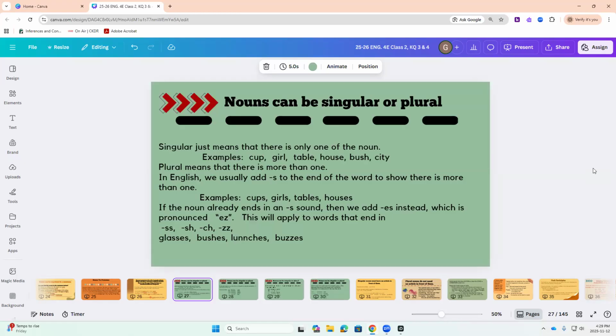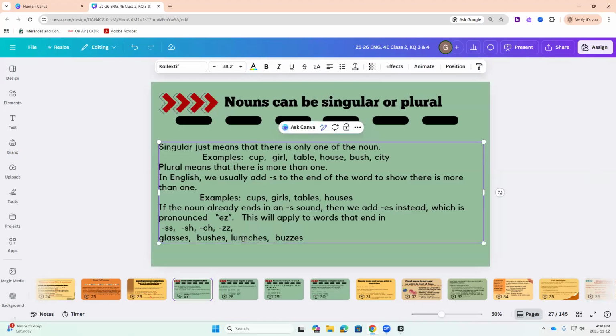If the noun already ends in an S-like sound, then we add ES instead and pronounce it as "iz". That would apply to words that end in SS, SH, CH, or ZZ. So we'd say one glass, or three glasses; one bush, or five bushes. I made one lunch. I made four lunches for my brothers. I hear a buzz on my phone. I hear a whole bunch of buzzes from all the phones, right? So it sounds a little bit different.